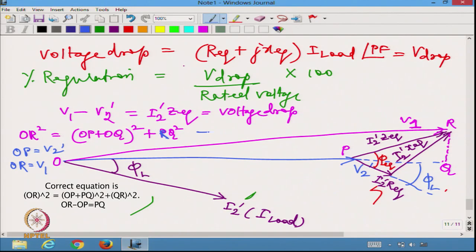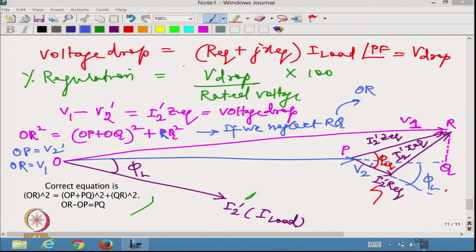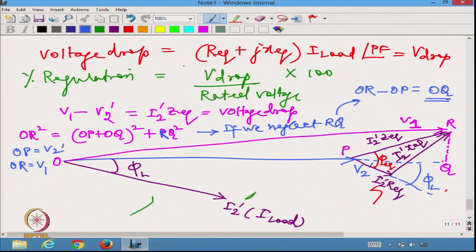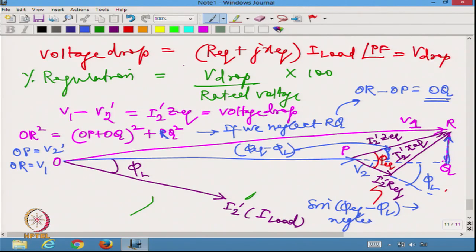So, if we neglect RQ, then I can write this as OR minus OP equal to OQ. So, OQ becomes my regulation. If this angle is small, then I can afford to neglect this vertical component of this voltage drop. This angle will be phi equivalent minus phi L. So, sine of phi equivalent minus phi L, this we are neglecting, this is neglected.